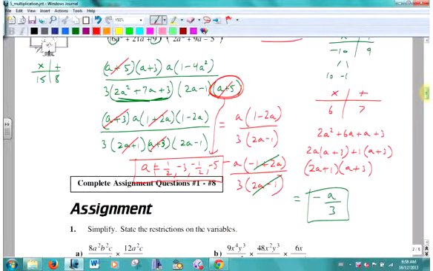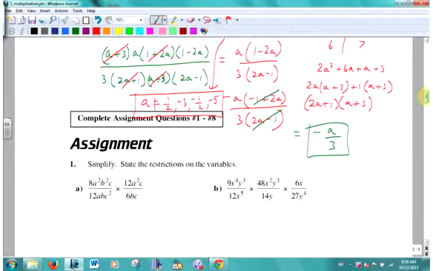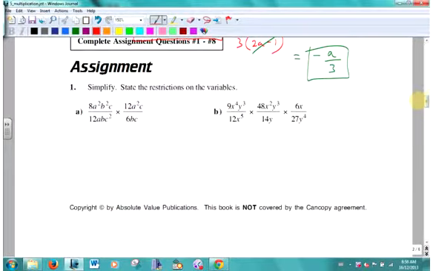Might give you 1 like that, okay, on the test. All right, just to, you know, keep everybody enthused.